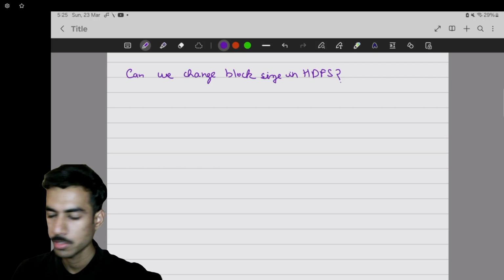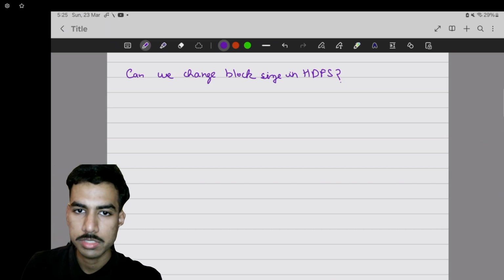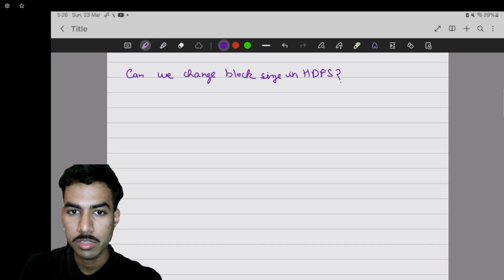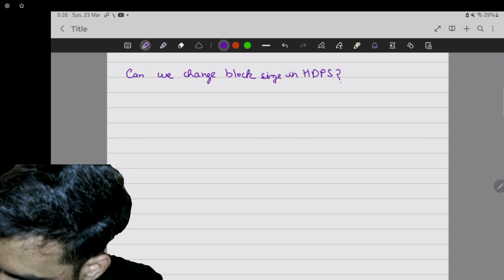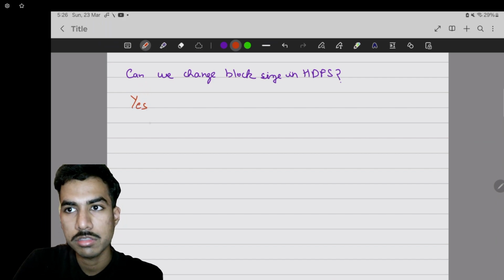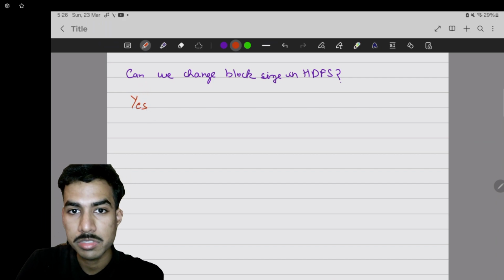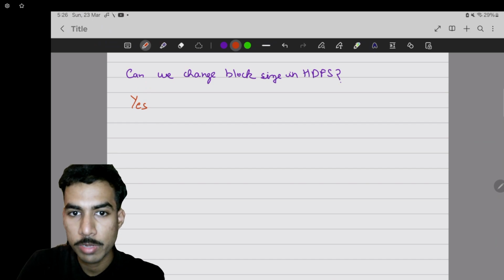So welcome back guys. Now we have a question here: can we change the block size in HDFS? The answer is simple. Yes, we can. You might be thinking no, because the default size is 128 MB. But yes, we can change it, but it comes with its own set of repercussions and consequences. So the answer is yes, you can change it. Sometimes it can be beneficial and sometimes it can cause some repercussions which are difficult to handle.